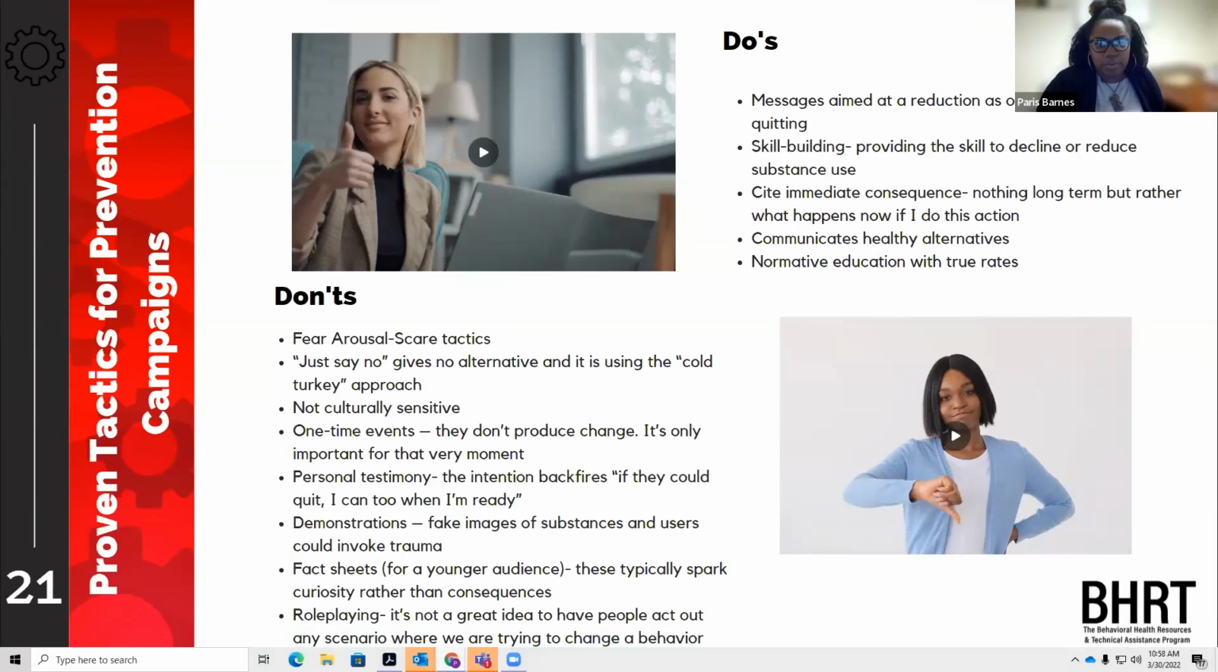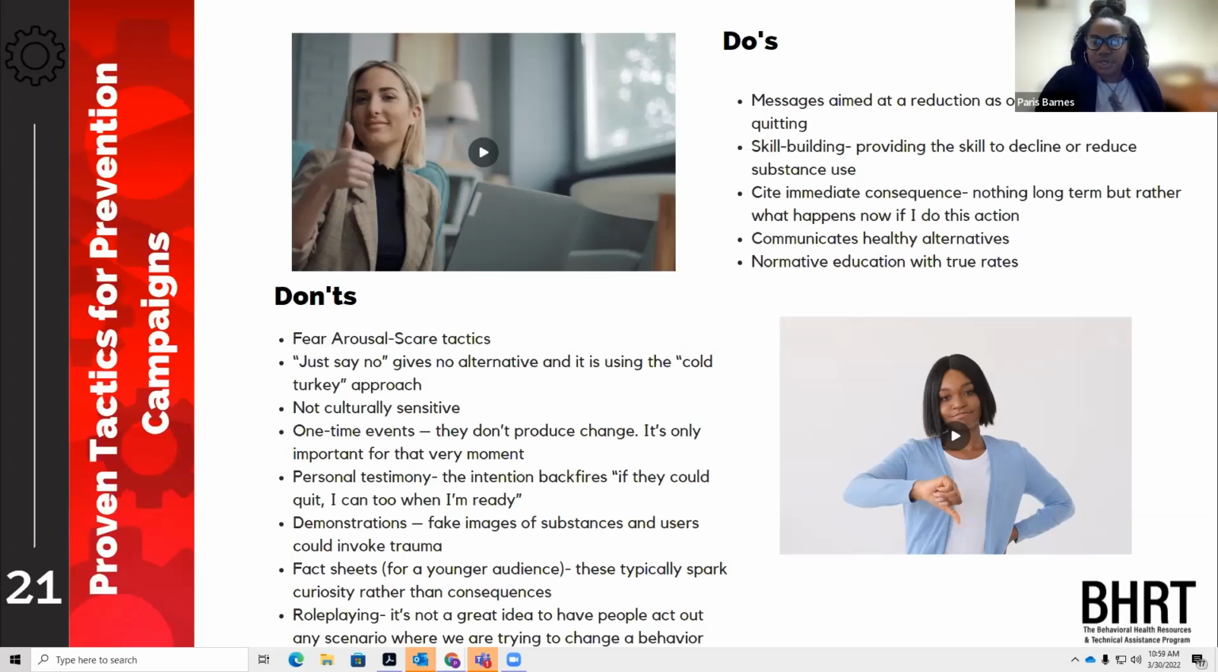We want to think about skill building and providing the skills to decline or reduce substance use. This means we want to give our audience the tools it takes to reduce what they're already doing. We want to cite immediate consequences. So nothing long-term, but rather what happens now if I do this action? Long-term consequences don't typically work because the way the common mind thinks, if it's not going to bother me now, I'm not concerned with it. So when you're creating your campaigns, think about what happens to the person now and cite some immediate consequences.